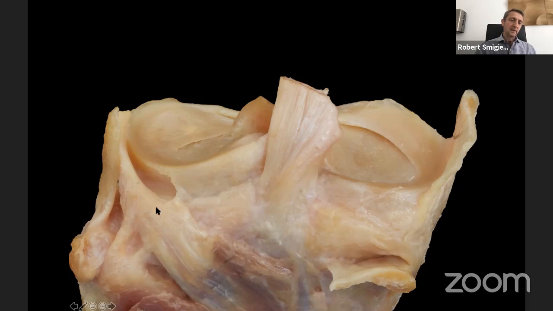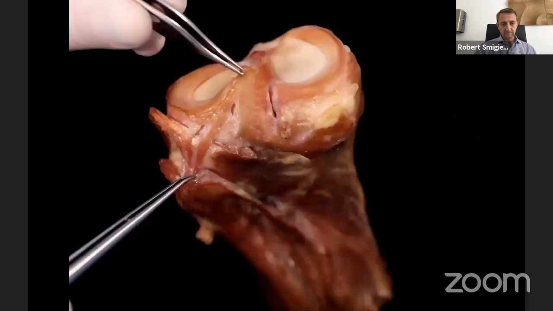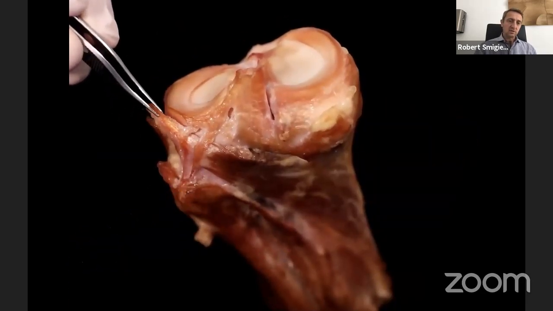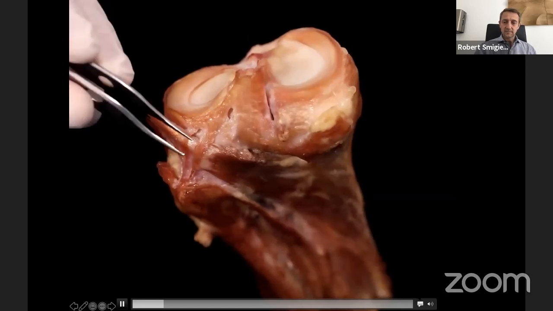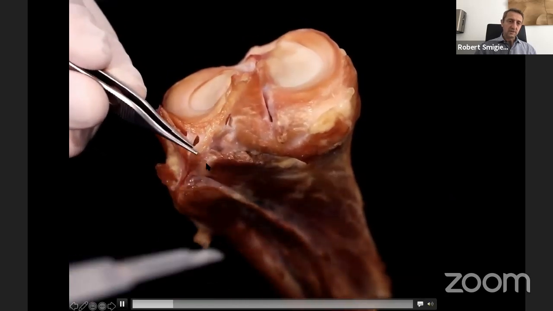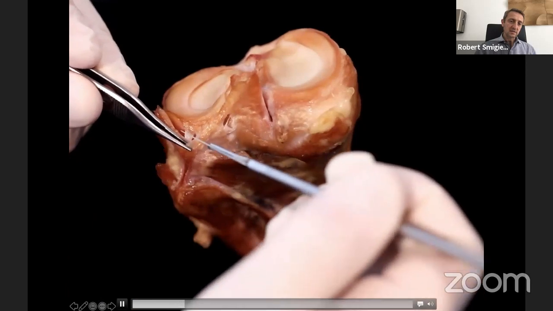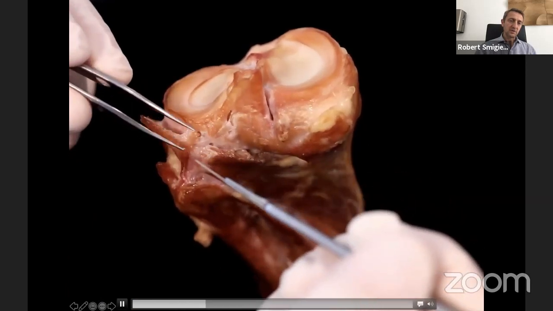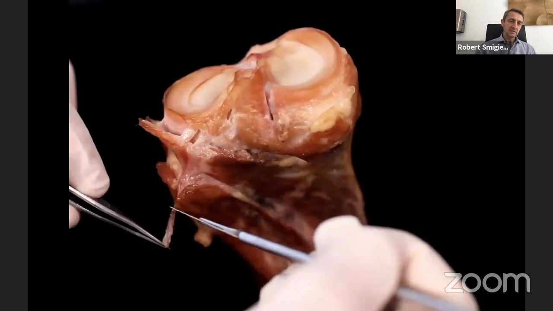From the back, you can see this structure again, which is also very important. This is the popliteal fibular ligament. We have the head of the fibula, and this is the popliteal fibular ligament, which is very important in posterolateral corner reconstruction. And now you can see the short video. I will just cut the structures, the popliteal meniscal ligaments.